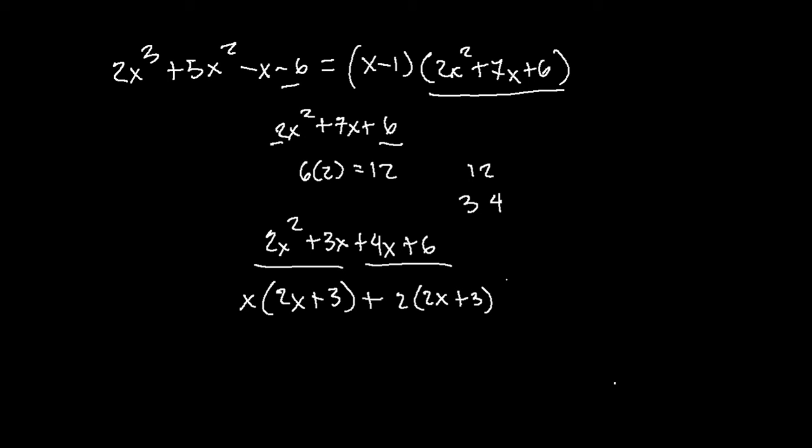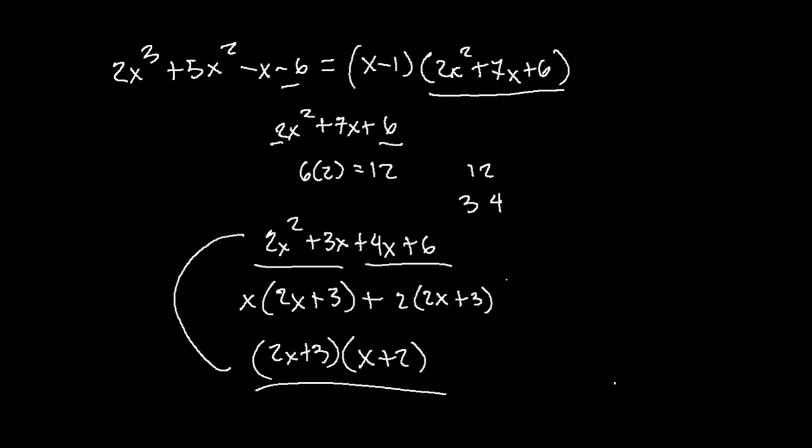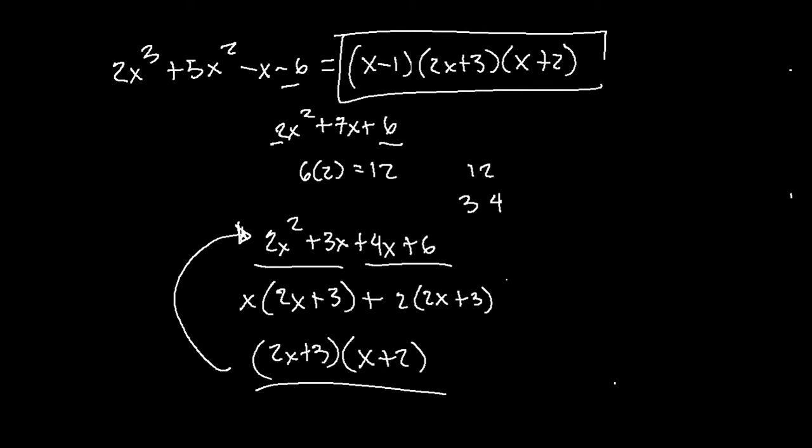Let's factor out by taking away 2x plus 3, and we should be left with x plus 2. Now this is the factor of this expression. So let's replace what we have on the top with these two factors we just got. Notice that we just factored our original expression 2x cubed plus 5x squared minus x minus 6 by using the factor theorem. And this will be our final answer.